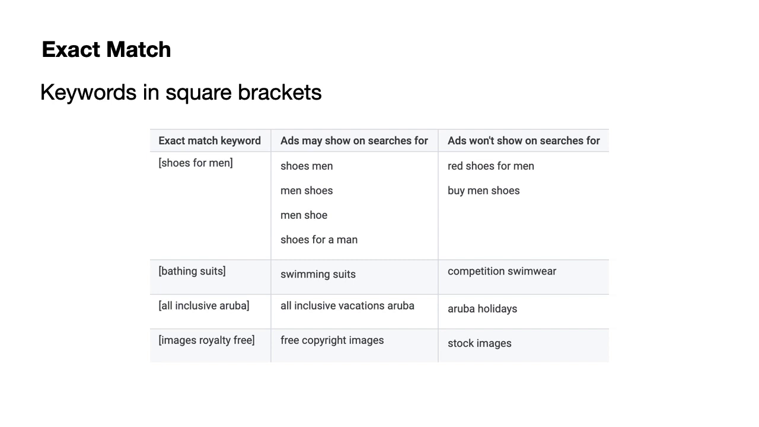We then have exact match, and this is where keywords are placed within square brackets. So for example, shoes for men in square brackets will be our exact match keyword, and this will match shoes men and men shoes, but it will not match red shoes for men because it's simply a different keyword altogether.